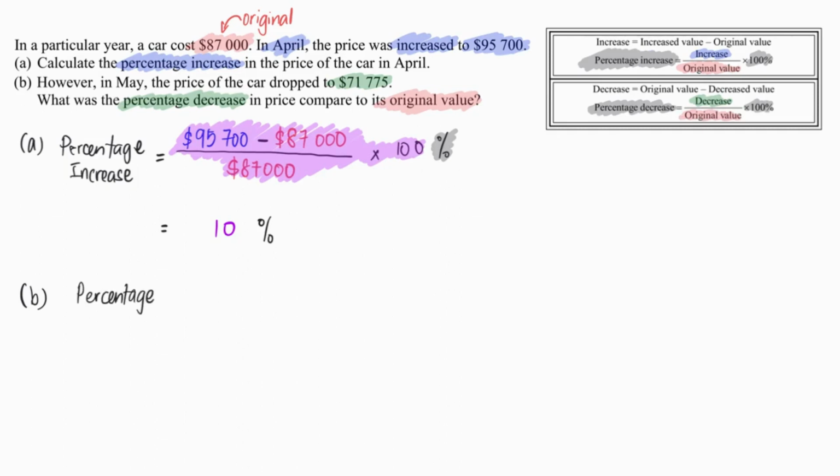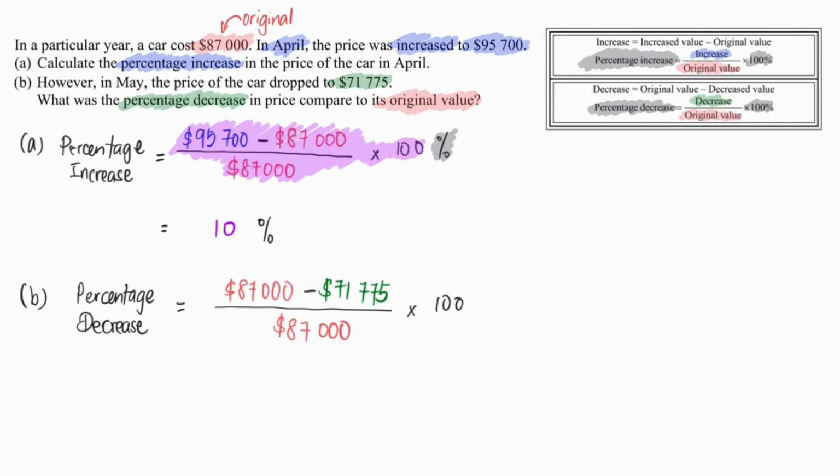And thus, for this particular part B, it is largely similar. However, because it is a decrease, I will have to use the original value minusing the new value of 71,775. We are still going to divide by the original value. Then we multiply by 100%. And again, the percentage stays. That means the percentage symbol is still there.